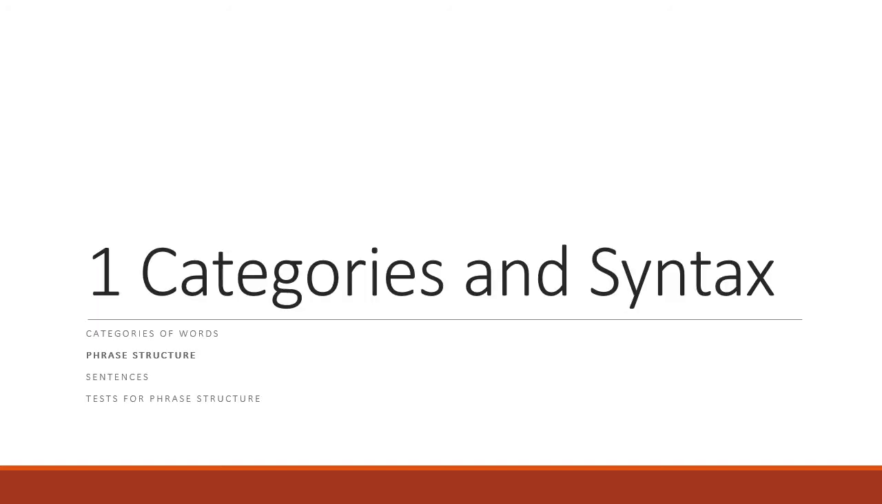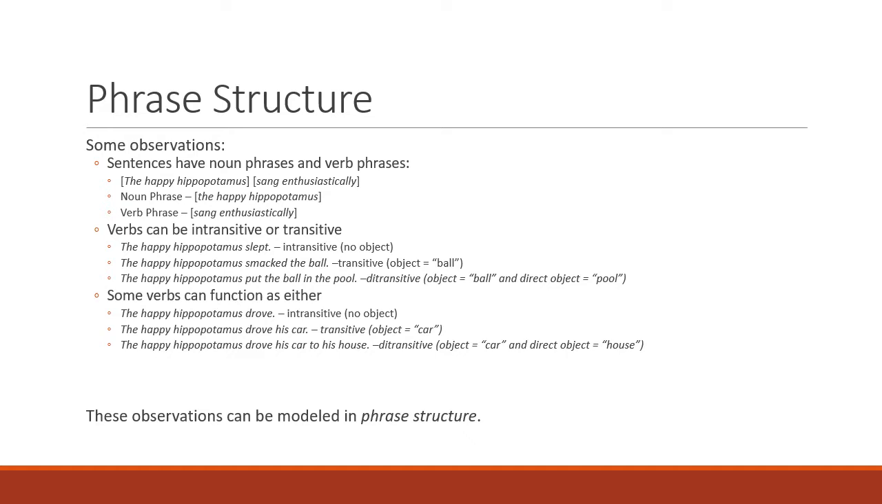Okay, so the second part, phrase structure. Some observations are that sentences have noun phrases and verb phrases. All sentences have noun phrases and verb phrases. That's actually how you can tell that it's a complete sentence. In this situation, the noun phrase is the happy hippopotamus and the verb phrase is sing enthusiastically.